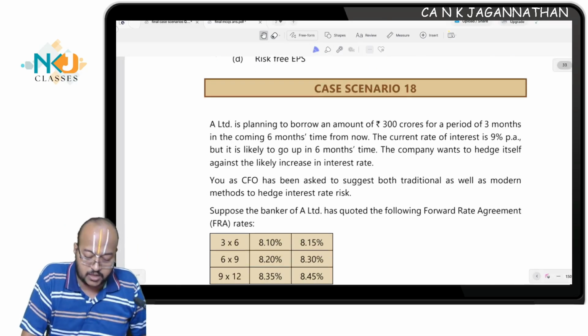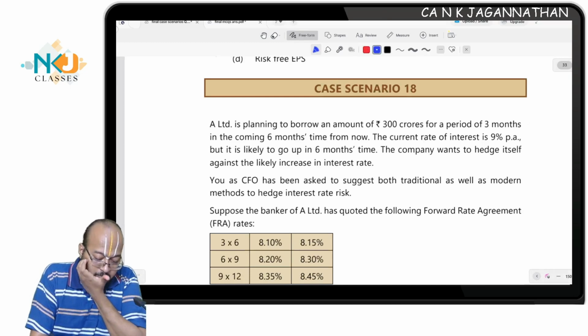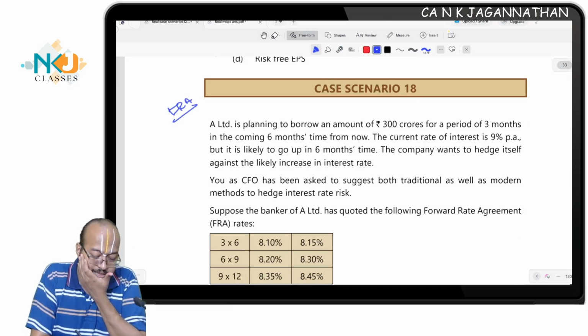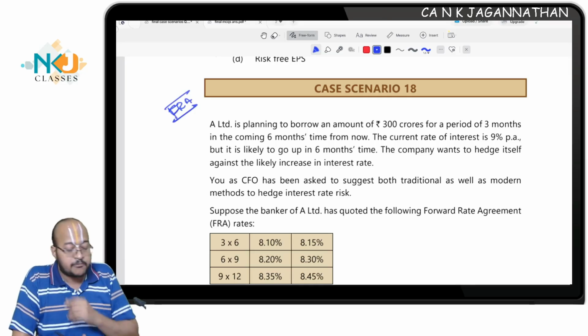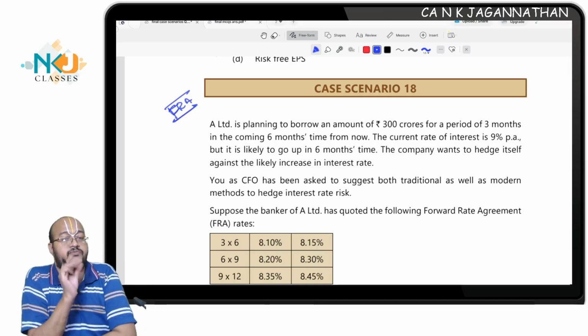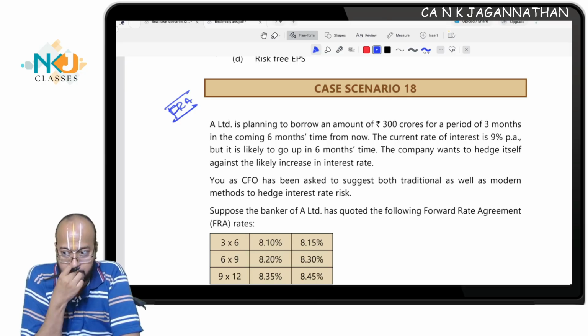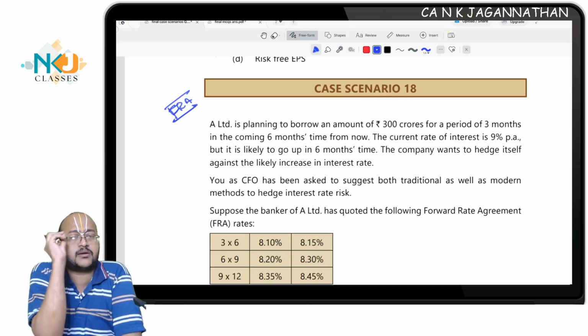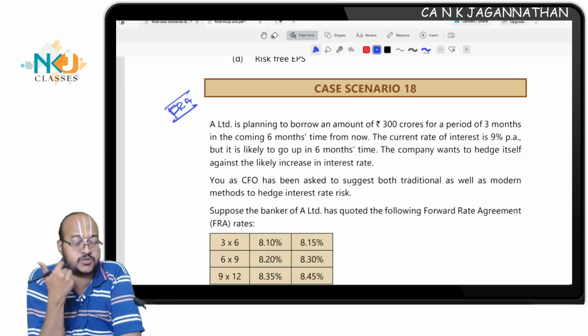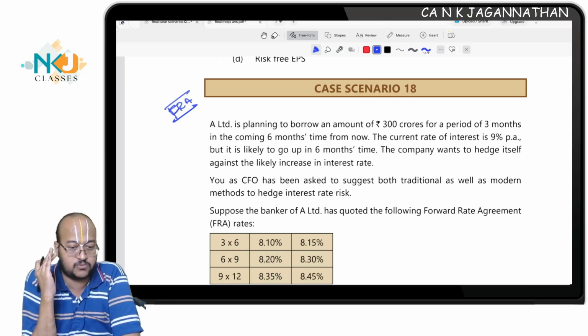Let's take case scenario number 18 regarding FRA. Mark it as important. Very good concept clarifying question, I would say. Some questions in the MCQs, I see that they are good. See, sometimes in a descriptive question, even if you don't reach the depth of the concept, you can answer it. Somehow you can see the steps and replicate and answer the question.